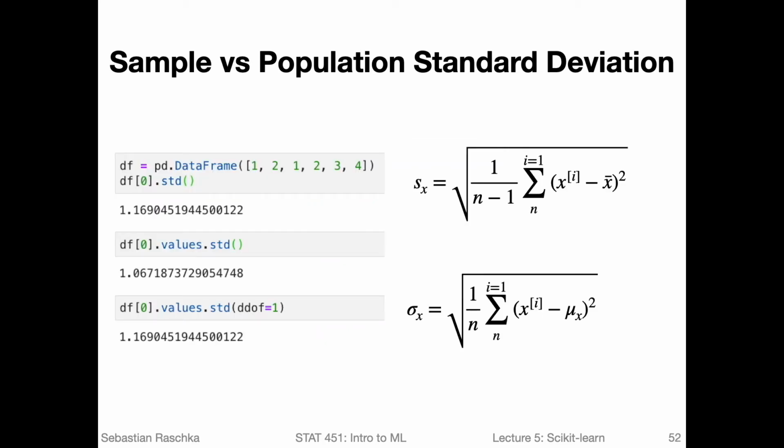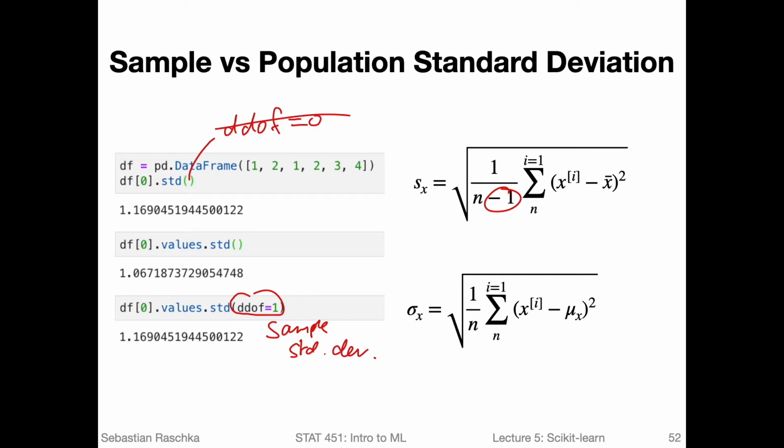Now, if you wanted to get a population standard deviation via pandas, you would have to add delta degrees of freedom equals 0. Or if you wanted to get the sample standard deviation via NumPy, you would add delta degrees of freedom 1 here. That's basically the -1 in the std function.